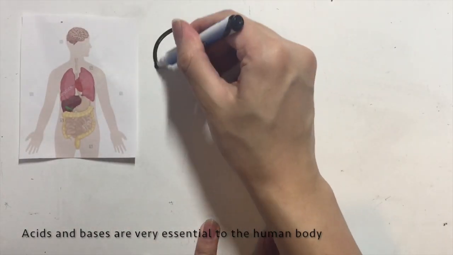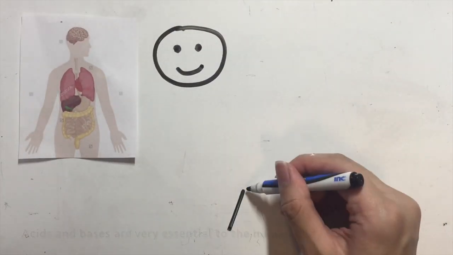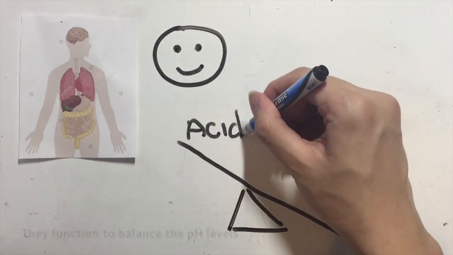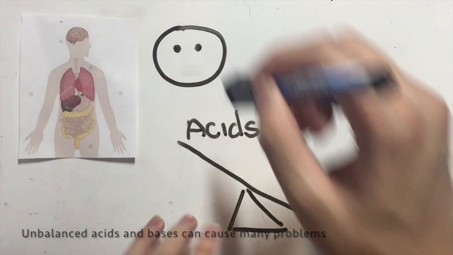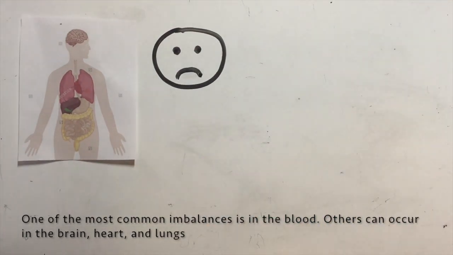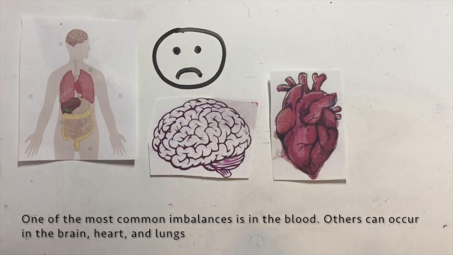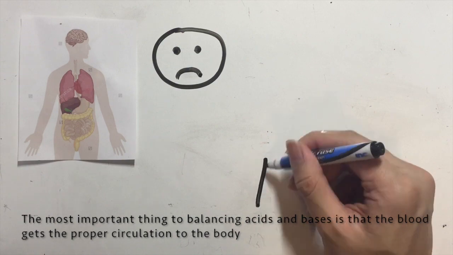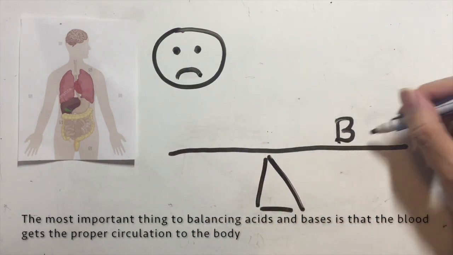Acids and bases are very essential to the human body. They function to balance the pH levels. Unbalanced acids and bases can cause many problems. One of the most common imbalances is in the blood. Others can occur in the brain, heart, and lungs. The most important thing to balancing acids and bases is that the blood gets the proper circulation to the body.